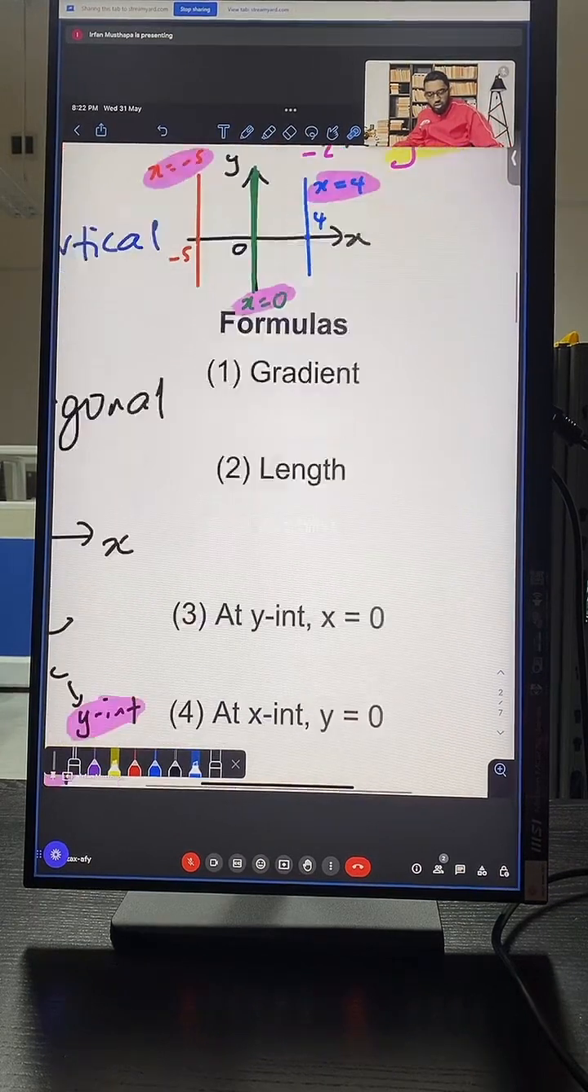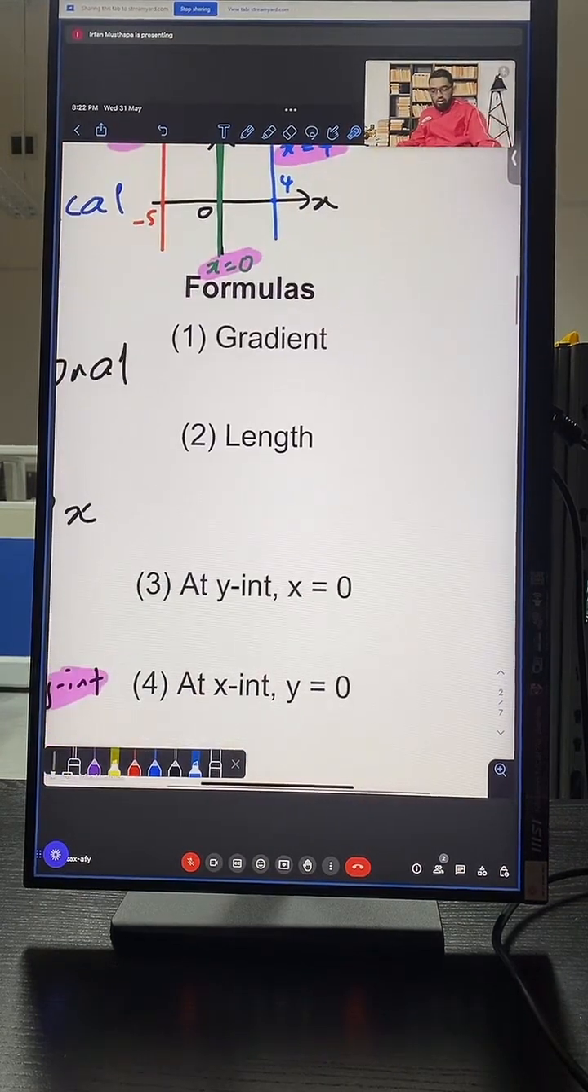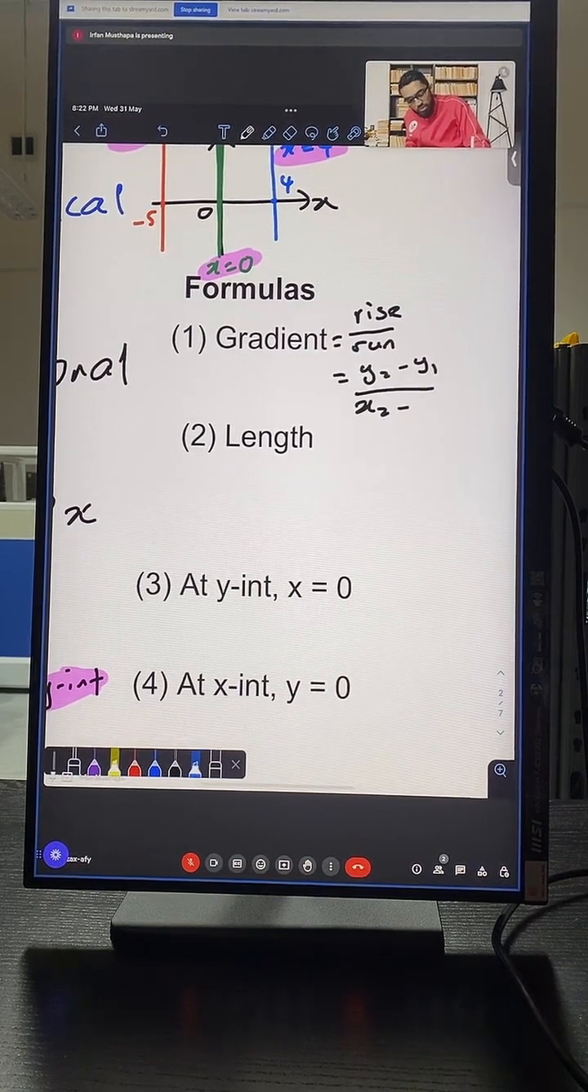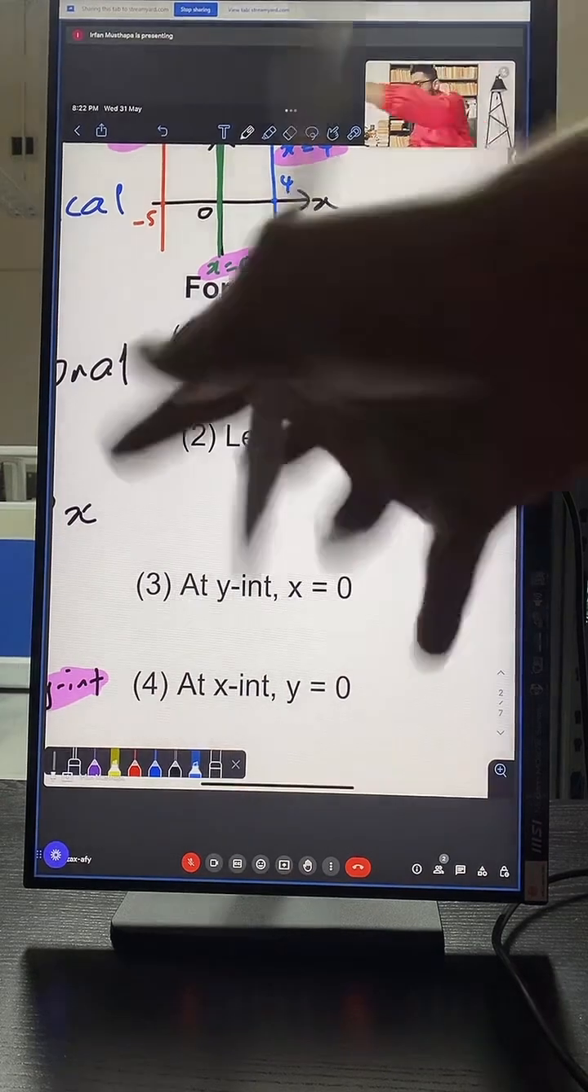Okay, now, today I'm going to talk about formulas as well. Alright, now let's say you want to find a gradient of any 2 points. This is always a rise over run. The gradient is always rise over run. You can write this down somewhere. And the rise is just y2 minus y1 over x2 minus x1. Okay, rise over run. We'll settle with this.